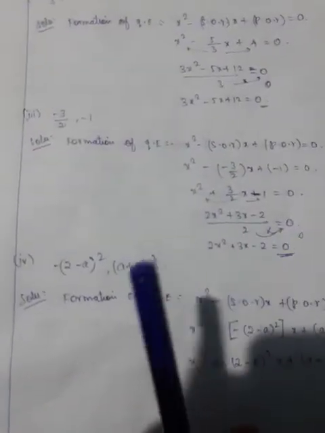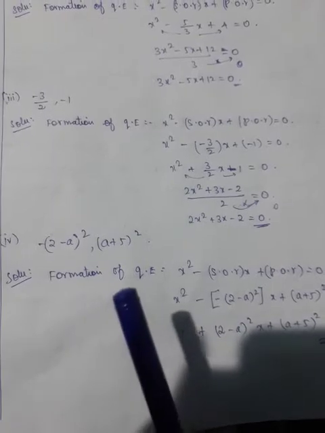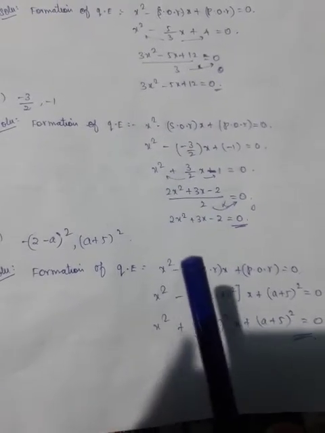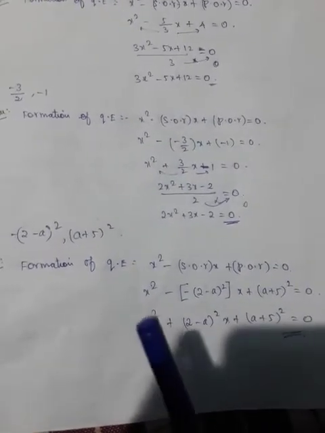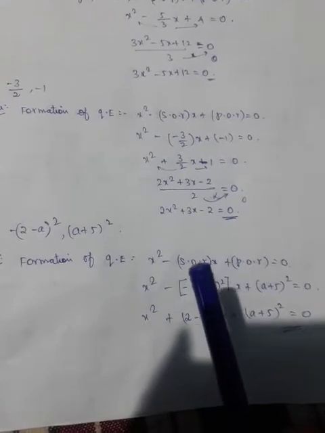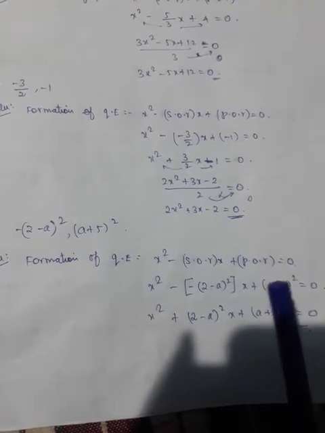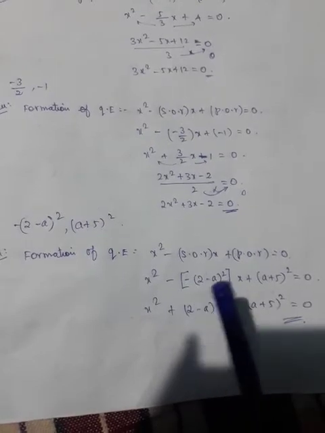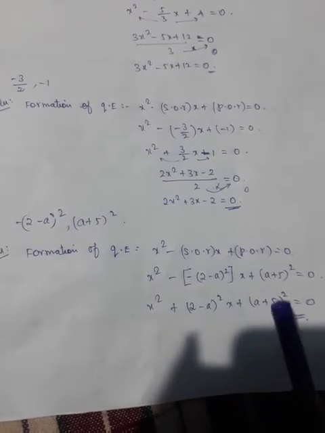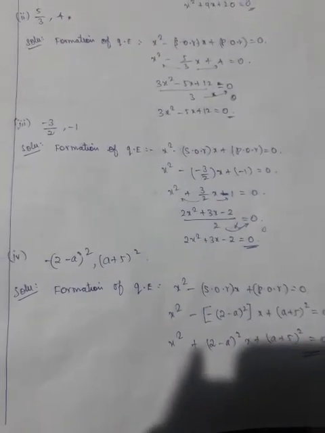So the fourth question: minus 2 minus a whole square, a plus 5 whole square. Formation of quadratic equation: x square minus sum of roots x plus product of roots equal to 0. Sum of roots value minus 2 minus a whole square, product of roots value a plus 5 whole square. So x square minus into minus plus 2 minus a whole square x plus a plus 5 whole square equal to 0. Okay, this is very important and easy sums also.